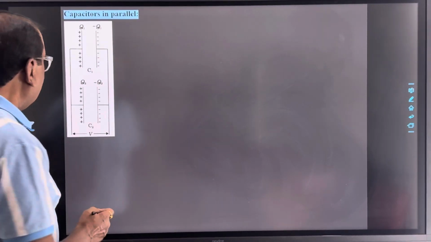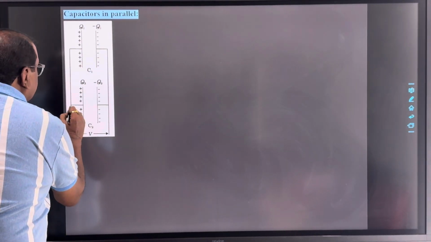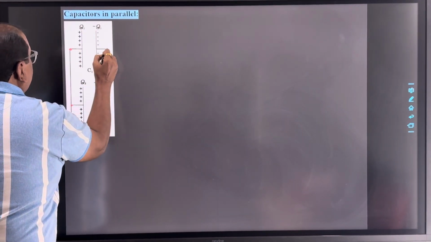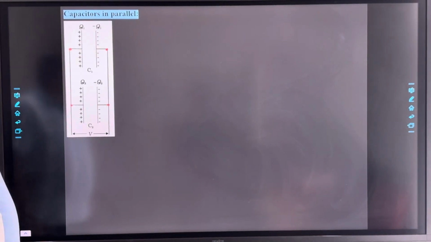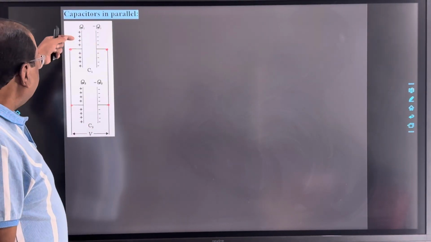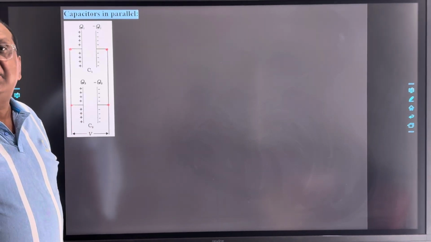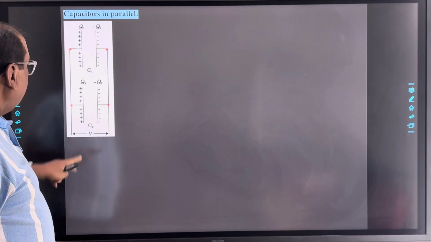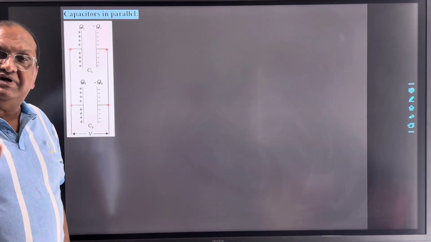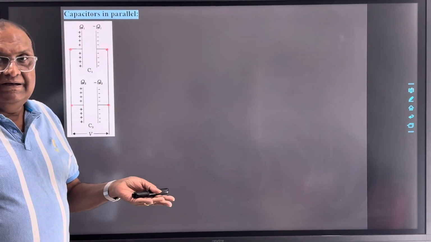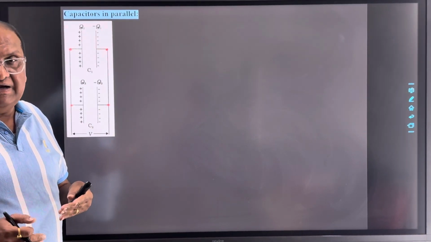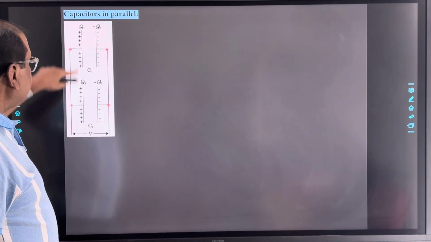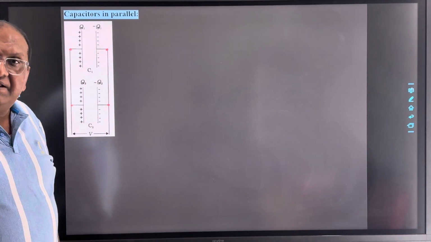So here in parallel combination, across these common points, the potential difference will be the same. Now the capacitance of each capacitor is different. Suppose for this one the capacitance is C1, for the second one C2. Now the potential difference across each one is the same. Obviously C is Q by V, V is the same, C is different. So the charge deposited on each capacitor will be different.